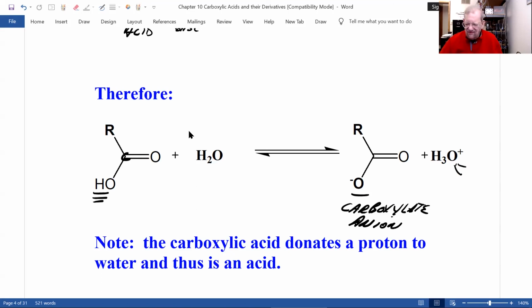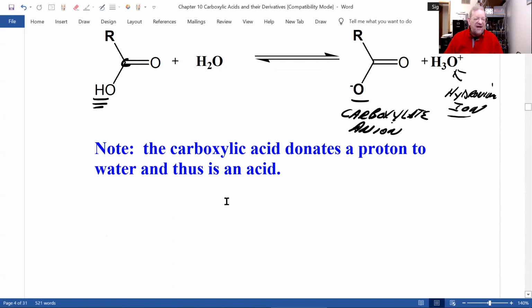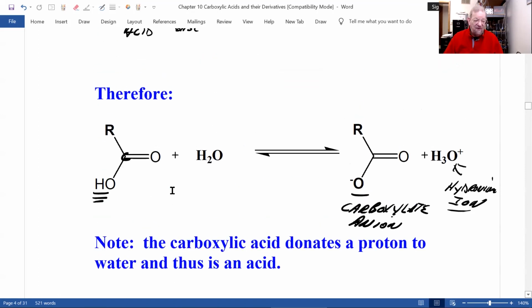And this is the hydronium ion. What you get when you put an acid into water. And because a carboxylic acid can donate a proton, it's called a carboxylic acid, an acid. And that's really why formic acid burns like a carboxylic acid burn.